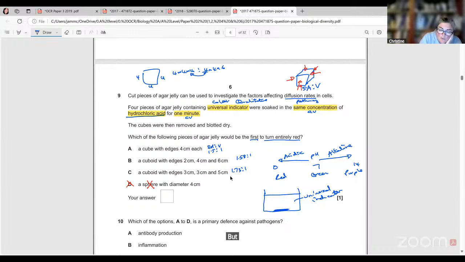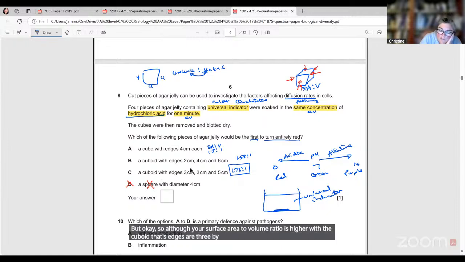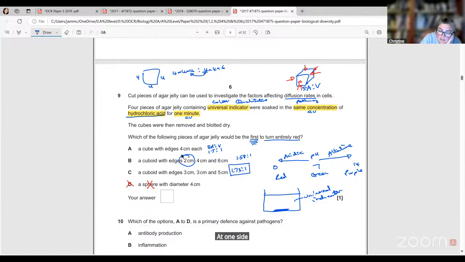But, okay, although your surface area to volume ratio is higher with a cuboid whose edges are 3 by 3, you've got to remember that it's asking which would be the first to turn entirely red. So therefore, it would be the one that's got the smallest at one side. So you've got your 2 by 4 by 6, 3 by 3 by 5. That's a horrible question.